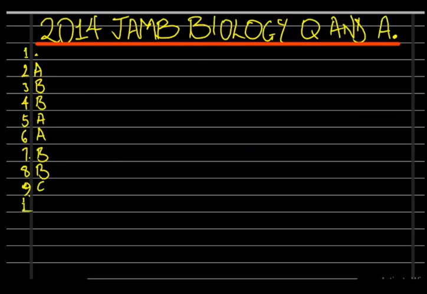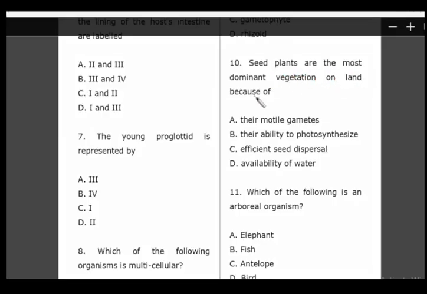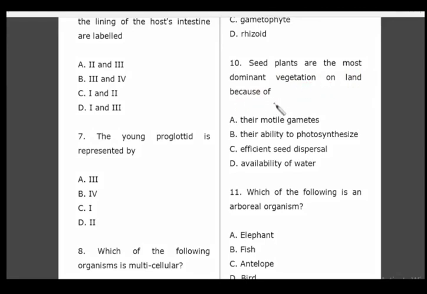So we'll move to question 10. Seed plants are the most dominant vegetation on land because of A. Their motile gametes, B. Their ability to photosynthesize, C. Efficient seed dispersal, and D. Availability of water. Now when we look at this particular question, we need to rule out the wrong answers one after the other. When we say that seed plants are the most dominant vegetation on land, what do we mean by seed plants? We're talking about plants that actually produce seeds.